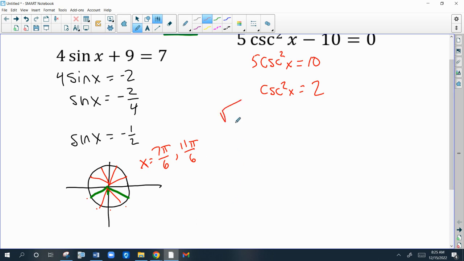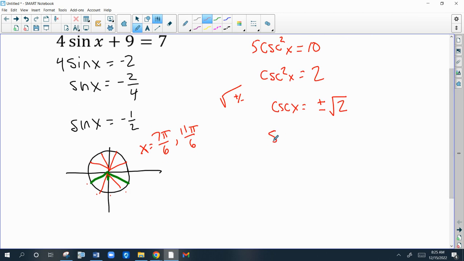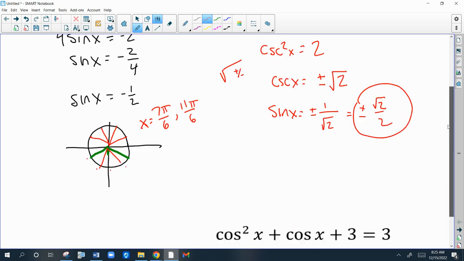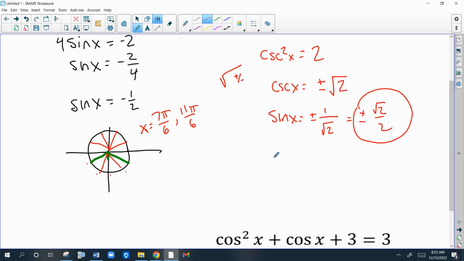When you square root both sides, when you even root both sides, don't forget your plus or minus. So when you square root cosecant squared, you get cosecant, and then plus or minus the square root of 2. So now we have to figure out where cosecant is plus or minus the square root of 2. Let's change it to sine, as usual, and just take the reciprocal. As you hopefully know by now, that's the same thing as root 2 over 2. You just multiply by root 2 over root 2. And we know where this is on the unit circle. We're looking to see where sine is plus or minus root 2 over 2.